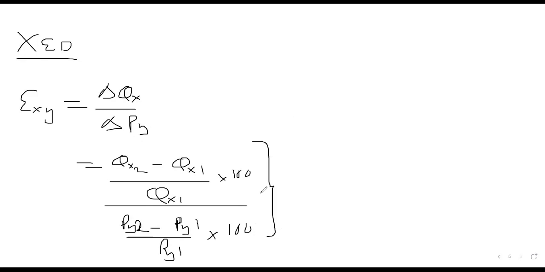Can you remind me, if we got a cross-price elasticity of -2, what does it mean? If we got a cross-price elasticity of +2, what does it mean?